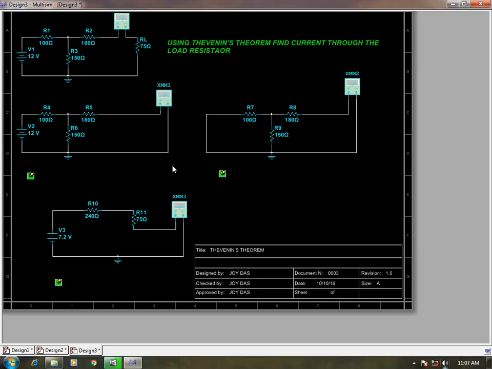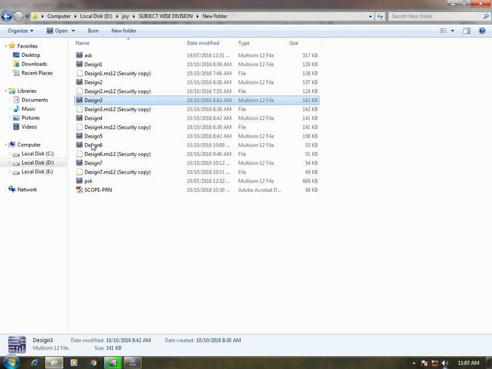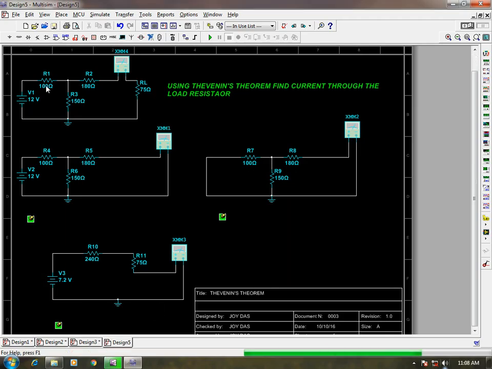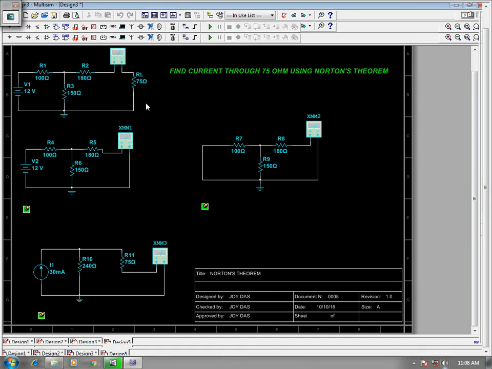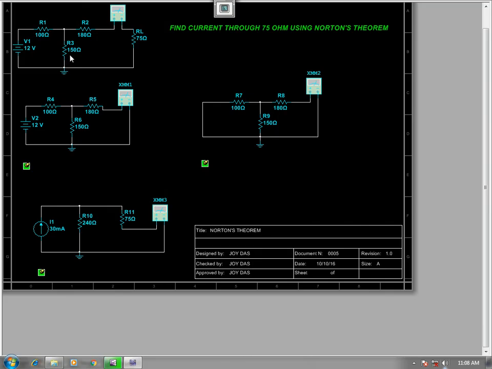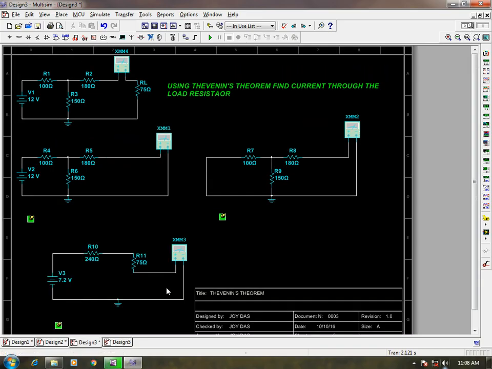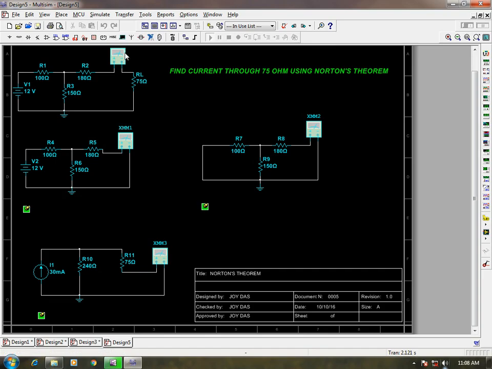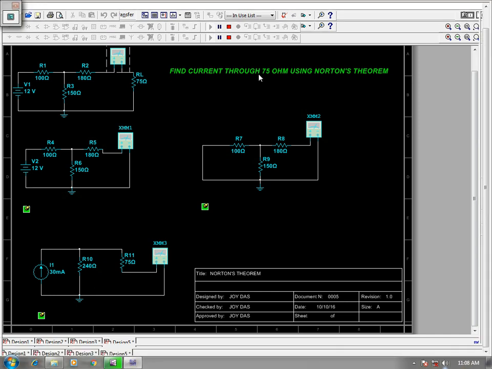Next we are going to use Norton's theorem for solving the same problem shown here. By using Norton's theorem, we will solve the same problem, that is a series arm impedance of 100 ohms and 180 ohms, and shunt arm impedance of 150 ohms. Now the current will remain the same through this, that is 22.857, as depicted earlier in Thevenin's theorem.